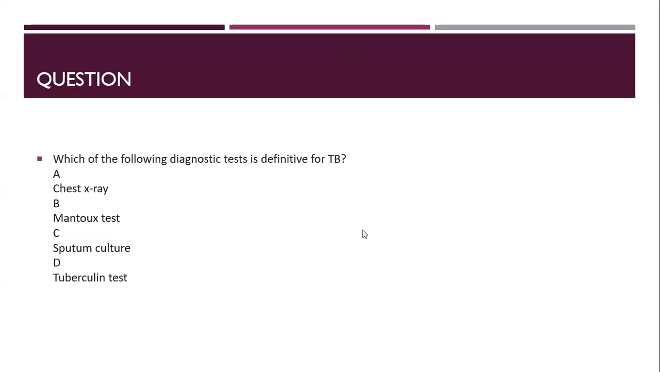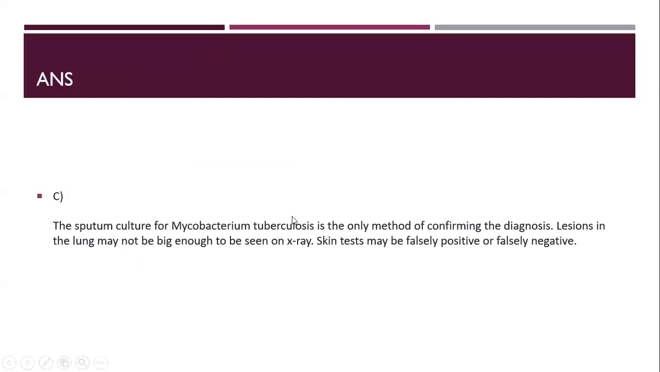Which of the following diagnostic tests is definitive for TB? A, a chest X-ray. B, a Mantoux test. C, sputum culture. D, tuberculin test. So C, right? Yes. I said this already. So C. Okay. All right.